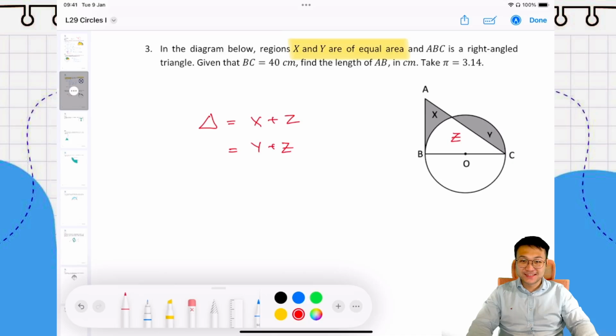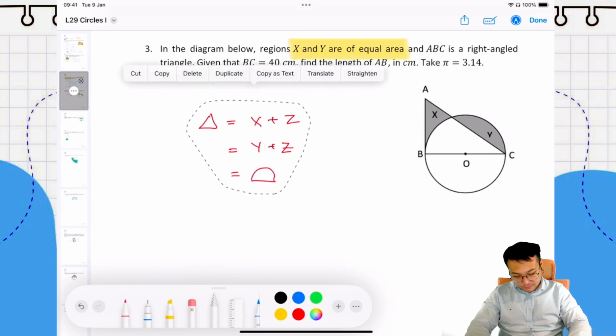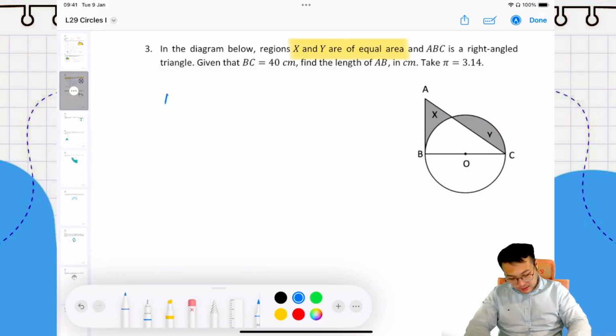Yes or no? Because they are equal, yes or no? Yes. So, Zoanne, can you tell me what is Y plus Z? What shape do you get? Semicircle. So, do you agree that the area of the triangle equals the area of the semicircle? Yes, definitely, okay? So, we are going to say that the area of the triangle equals the area of the semicircle.